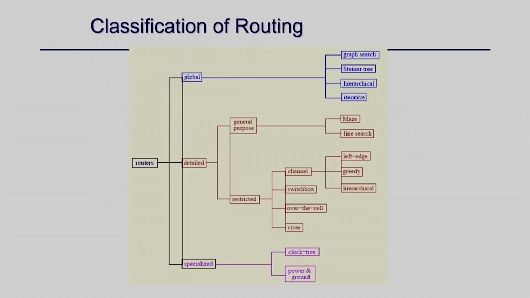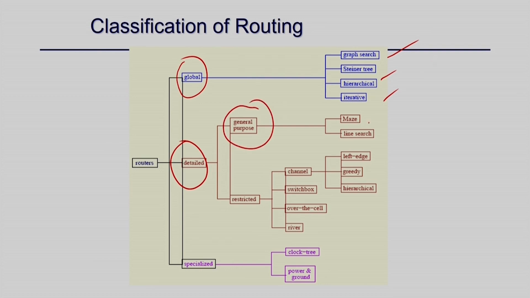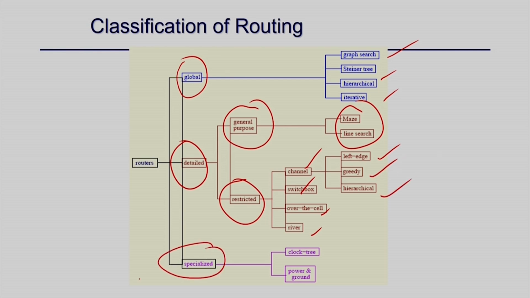In the routing, as I mentioned, the primary steps are global routing and then detailed routing. Global routing has different kinds of approaches. In detailed routing, for general purpose in a smaller case, we usually have mesh routing or line search. In a restricted one I can have channel routing, switch box, over-the-cell and river routing and so on. For channel routing we usually apply the left edge algorithm, greedy algorithm or hierarchical algorithm. I am not going into the detail of them. And there are specialized ones like routing the clock or the power rail of your circuit.